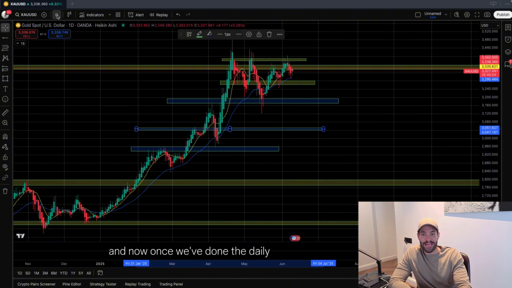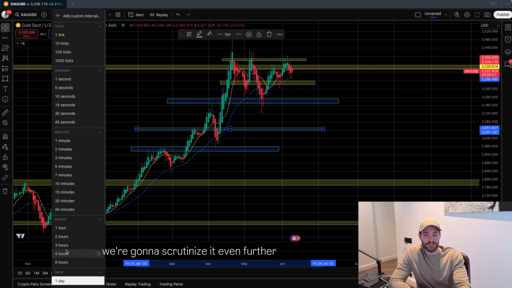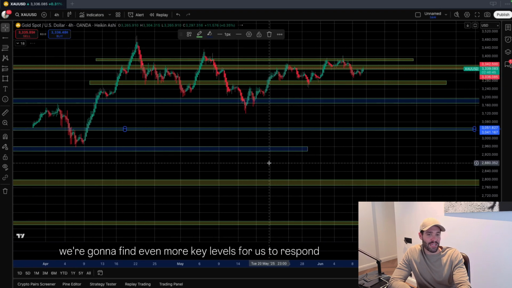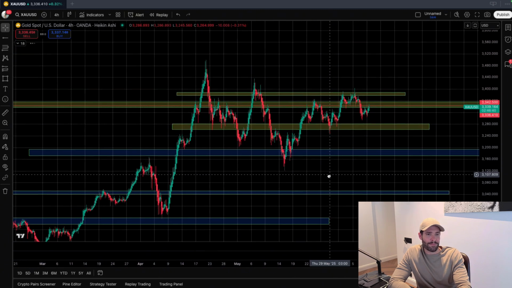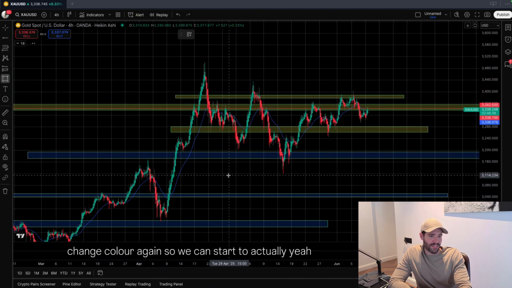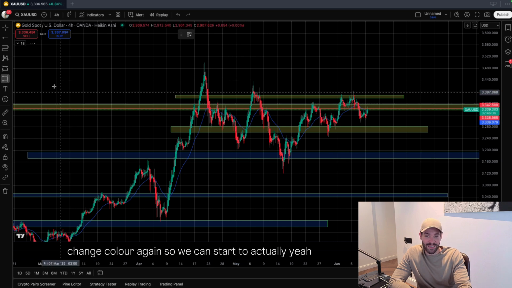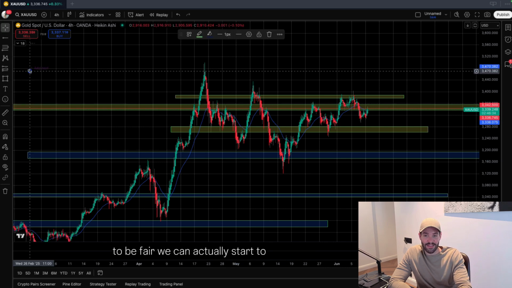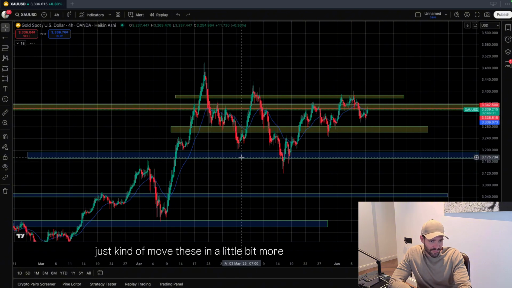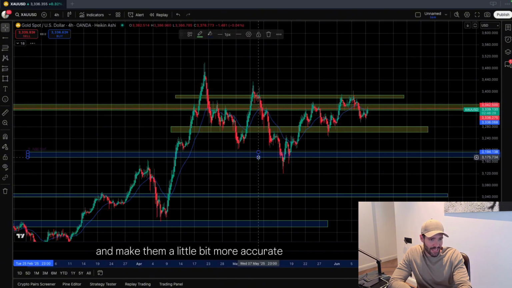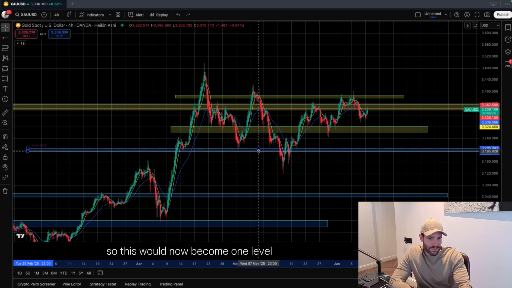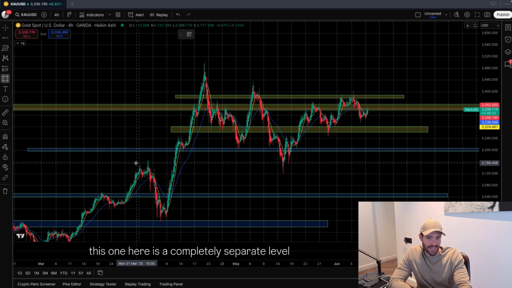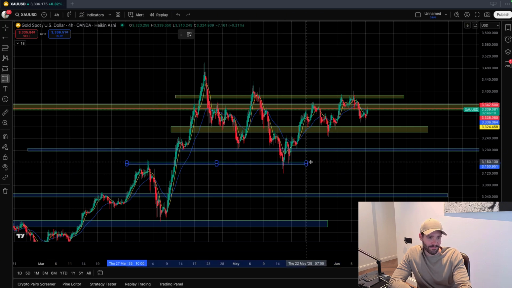And now once we've done the daily, we can go down to the 4 hourly. Again, we're going to scrutinize it even further. We're going to find even more key levels for us to respond to. Change color again. So we can actually start to just move these in a little bit more and make them a little bit more accurate. So this would now become one level. This one here is a completely separate level.